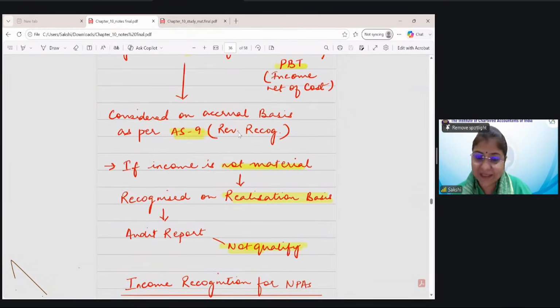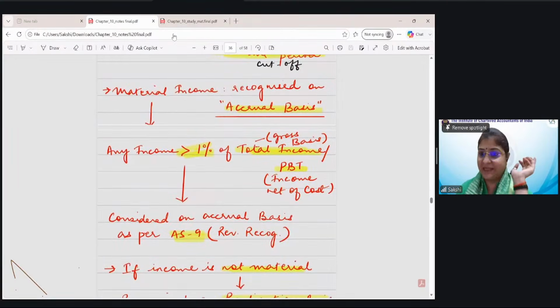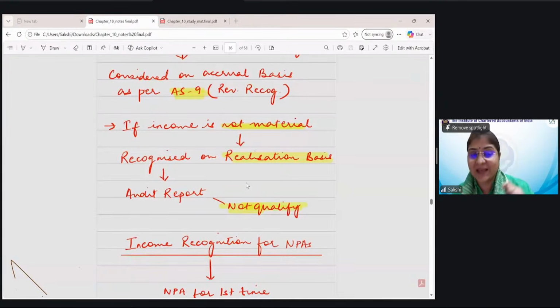Are you understanding this? Please write to me in the chat box. Is this clear to all of you? What is material income? If any income is more than 1% of the total income or profit before tax, it is considered material income and it is recognized on accrual basis as per AS 9. And the rest of the other income, which is not material, is recorded on realization basis as and when realized. And the auditor will not qualify the report on these grounds.